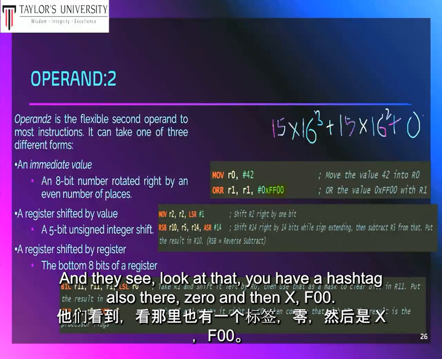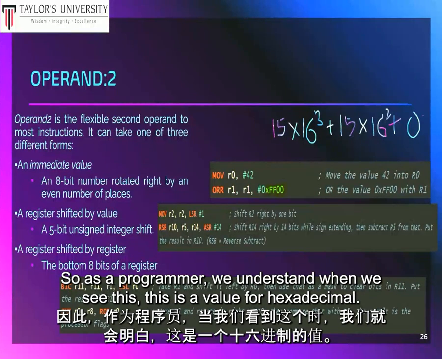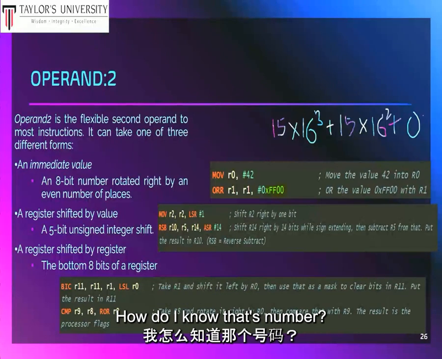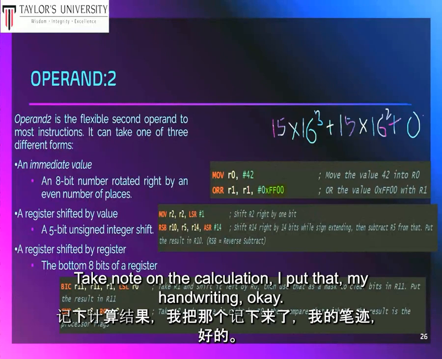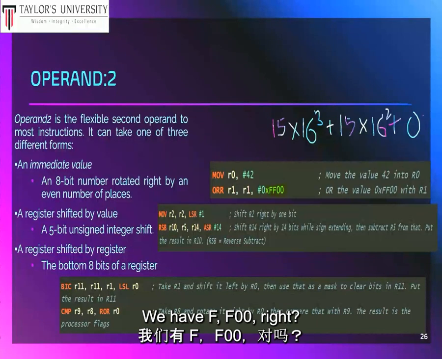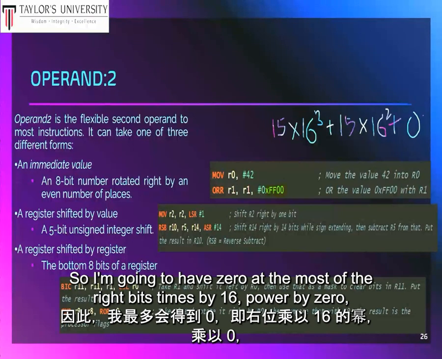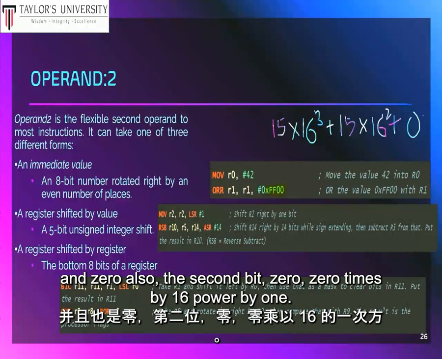X, FF00. As a programmer, when we see this, we understand this is a hexadecimal value. So what is this number? How do I know? Take a look at the calculation in my handwriting. We have FF00, so how many positions? 0, 1, 2, 3. The rightmost digit is 0 times 16 to the power of 0, and then 0 also.